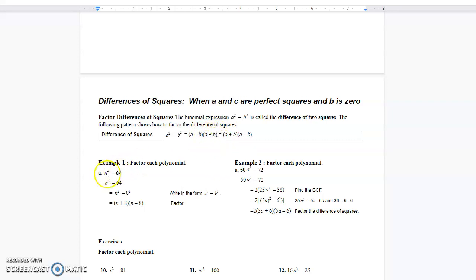So, for example, factor each polynomial. n squared minus 64. n squared is a perfect square because the square root of n squared is n. 64 is also a perfect square, and that is 8. And so n and 8, n and 8. That's just what goes into the rule. All you're really doing is plugging in the square roots of the things in the question into this rule. I think that makes it more simple.